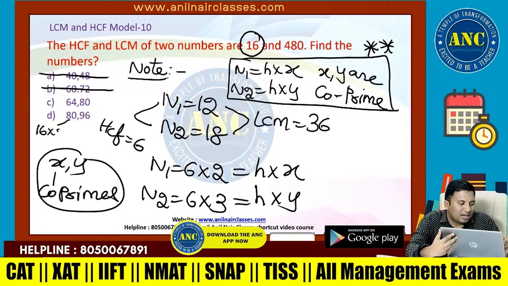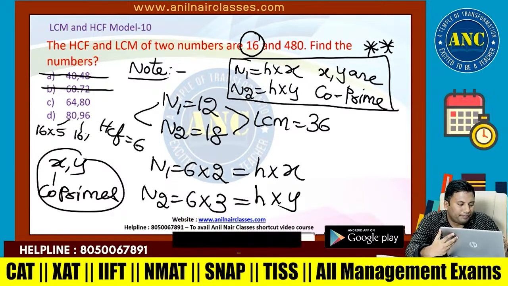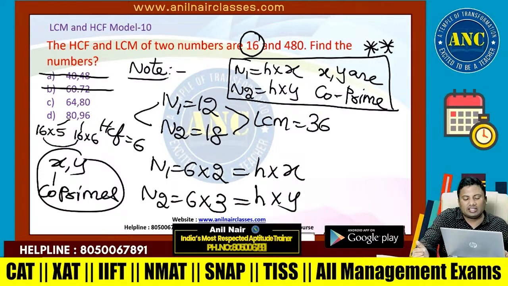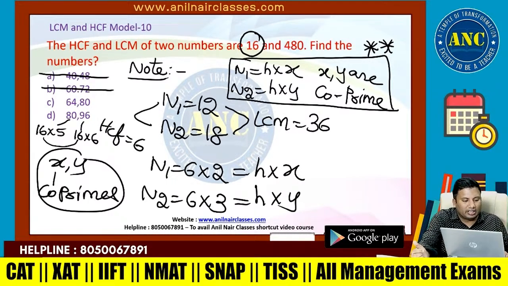16 5s are, 16 6s are. LCM is 16 into 5 into 6, that is 30. 16 into 30 is 480. 16 into 30 is 480. I hope the logic is clear.